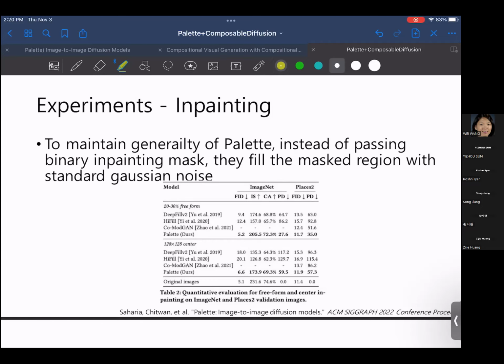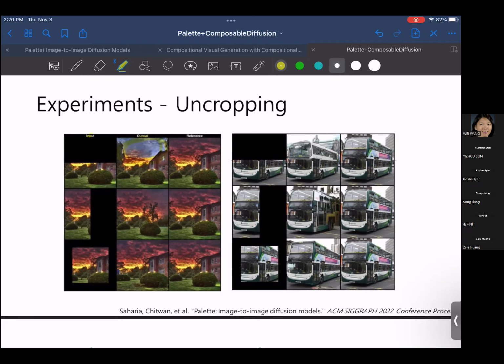And the next part would be uncropping. Uncropping is a task where the user can slide the image out, and then the AI would generate the new part. When you look at the reference image, you can see that this part was generated as a blue sky. And here they created robust natural results. I was quite impressed by the experimental results, especially in terms of robustness.